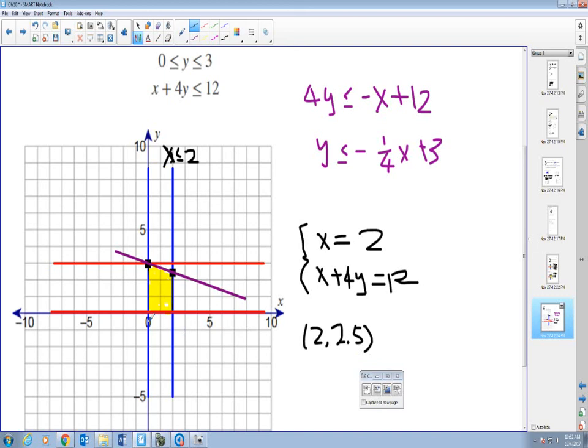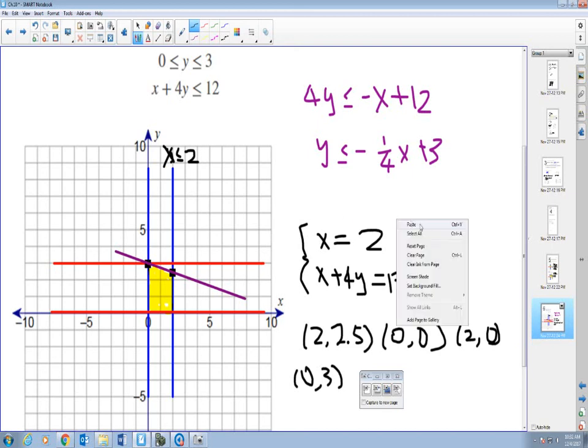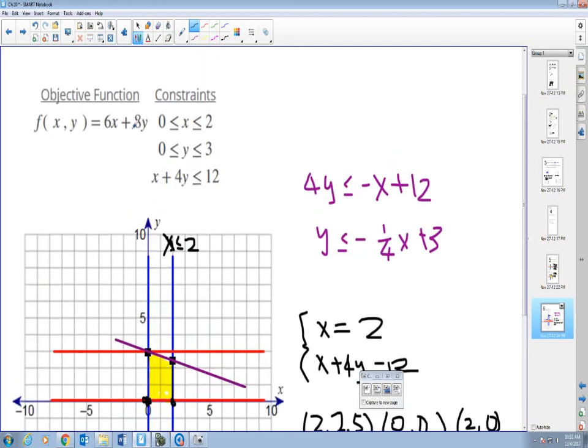All right, this is 0, 0 here. This is 2, 0 here. And this one right here is 0, 3. So I will plug in all 4 corners to find my maximum and minimum.